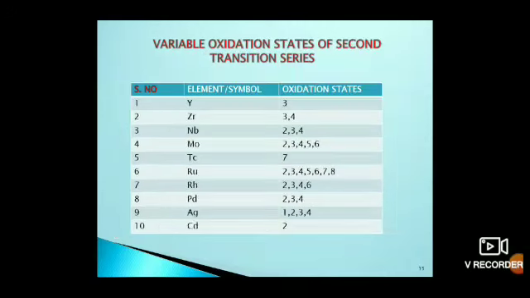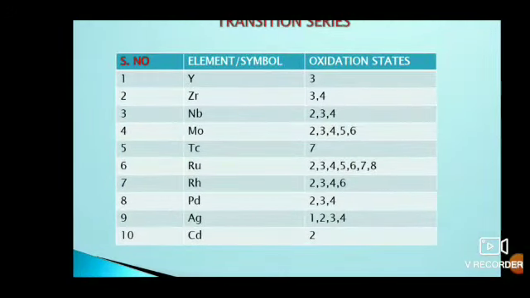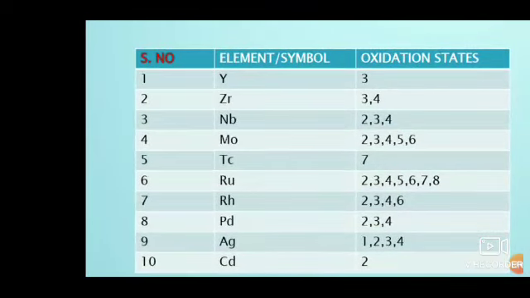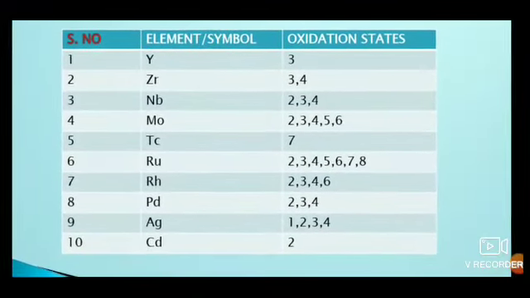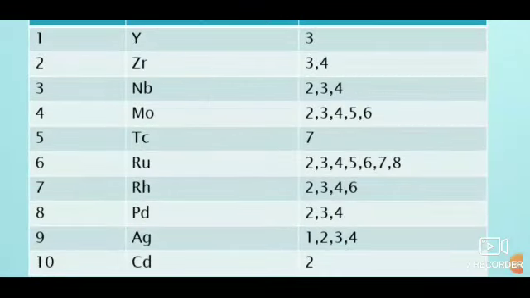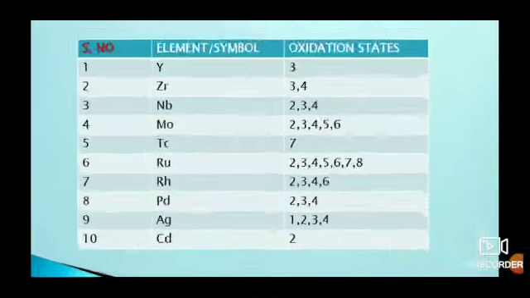Coming to the next series, we have yttrium to cadmium: yttrium, zirconium, niobium, molybdenum, technetium, ruthenium, rhodium, palladium, silver and cadmium. So oxidation states here also, for yttrium it is only +3 and for cadmium it is +2, and in the middle, zirconium to silver, we can see a number of oxidation states. Here also technetium shows the maximum oxidation state of +7 and ruthenium goes up to +8. So the maximum oxidation state of this 4d series is shown by ruthenium with +8 oxidation state.